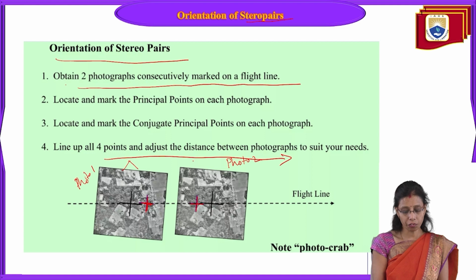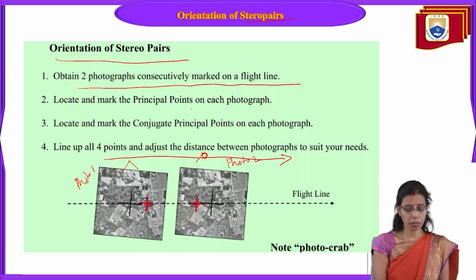Now again when it moves to this position and clicks the photo, you can see in this photo number 2 it appears somewhat here. So this portion will be common in photo 1 and photo 2. When we keep them side by side, we get to know the overlapping area, and we are able to find the 3D illusion, like elevations we can see in this image.